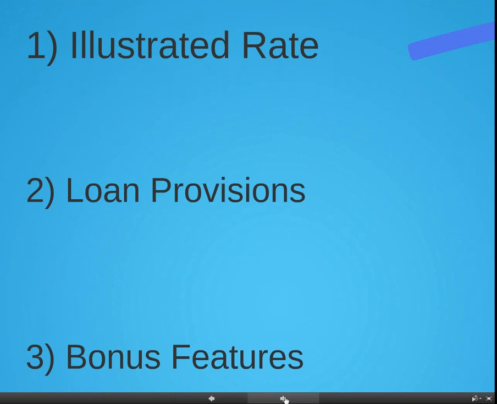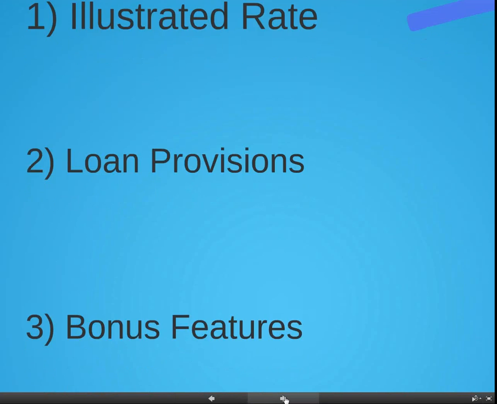The second one is loan provisions. Now, loan provisions are extremely important with indexed universal life products because it's a cash accumulation focused product, and so down the road, after you've built cash, your client needs a good way to get it out of the contract, and the loan provisions can make a big difference between contracts, so you need to understand them.